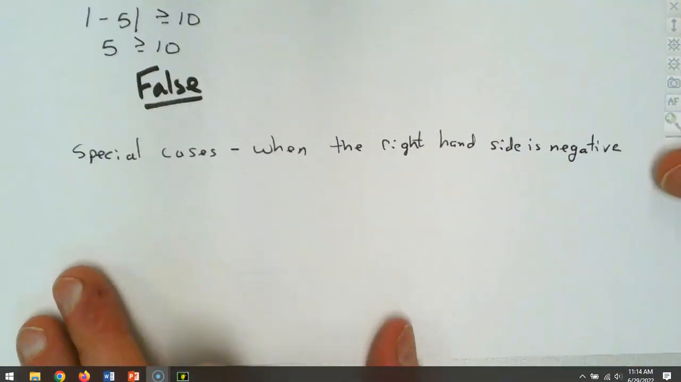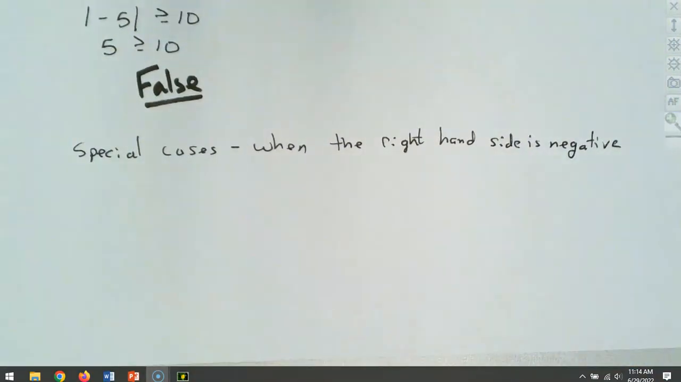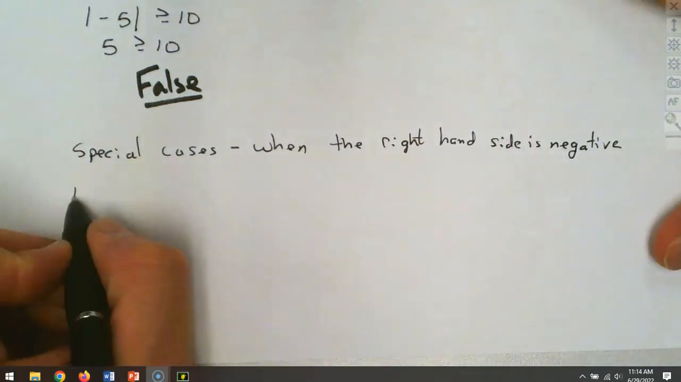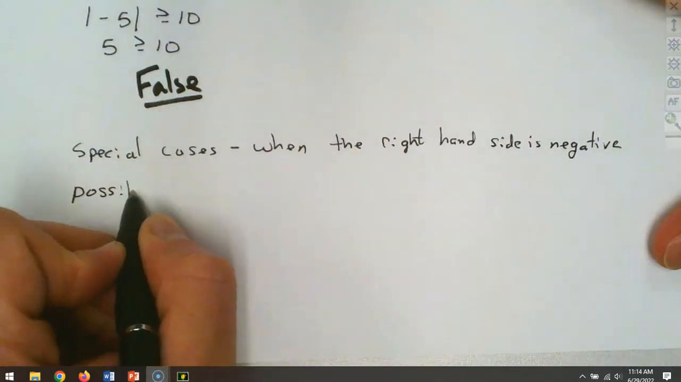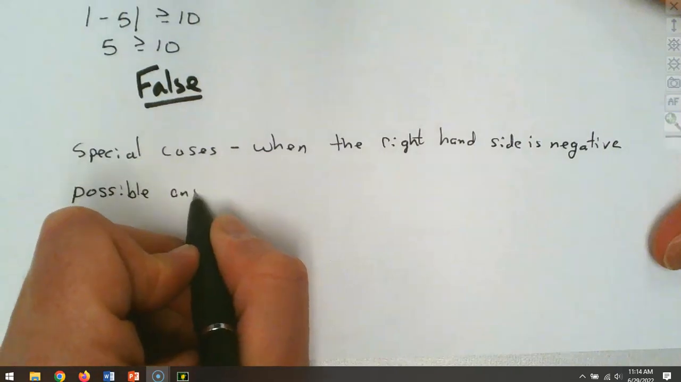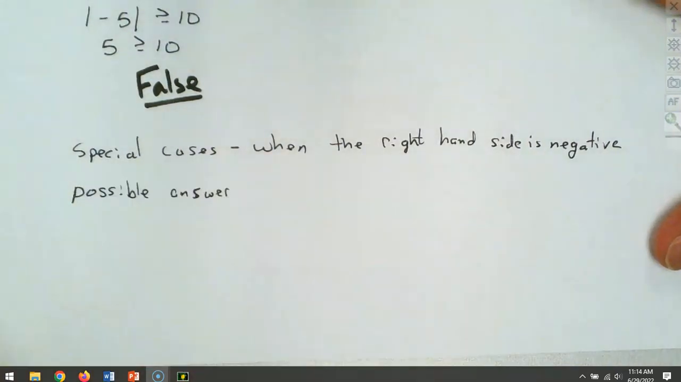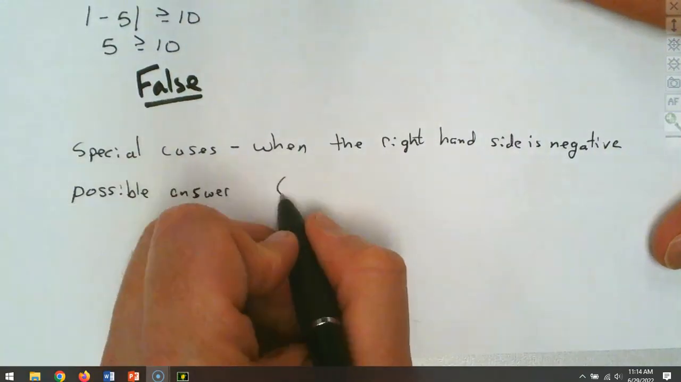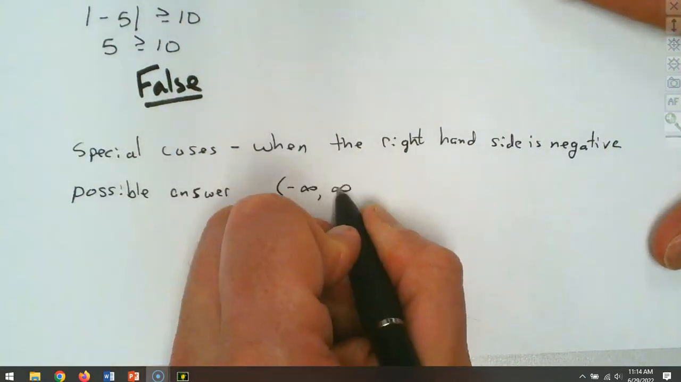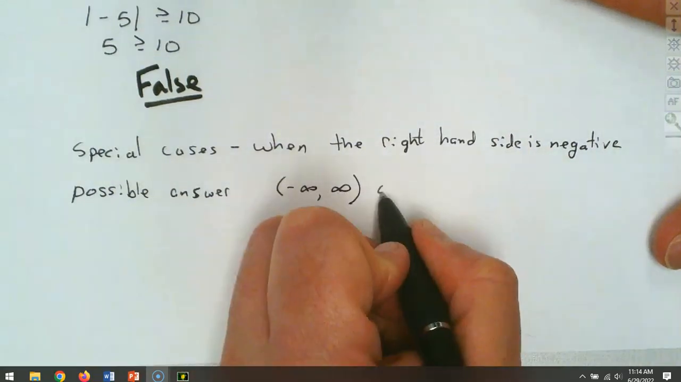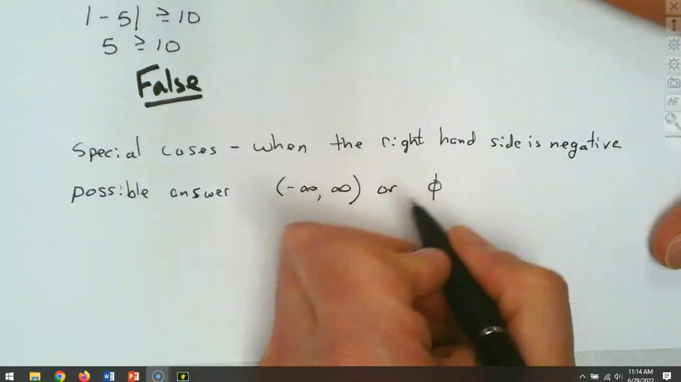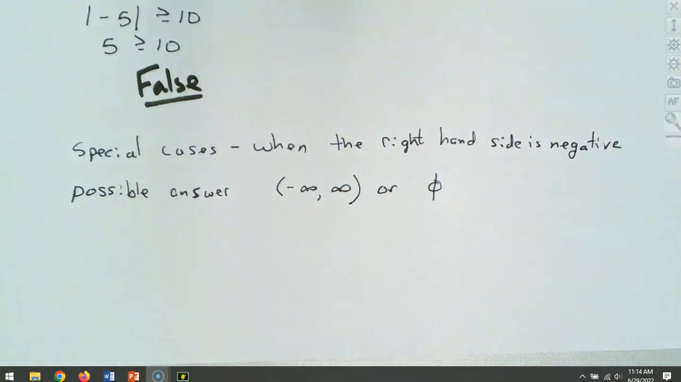So the special cases are going to be when that right-hand side is negative. And the only possible answers that we can ever have are going to be negative infinity to positive infinity, meaning all real numbers, or no solution. So that's what we're going to be facing. It's either going to be everything or it's going to be nothing.